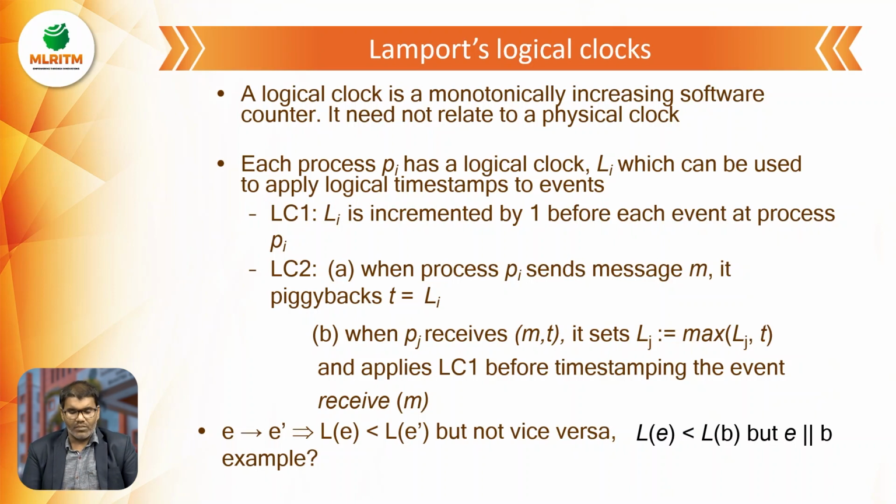And next, E turns to E dash implies logical clock of E is less than or equal to logical clock of E dash, but not vice versa. It won't be the vice versa. Only LE less than or equal to LE dash. If LE is less than or equal to LB, that does not imply causality, and such events are represented in the form E parallel to B.